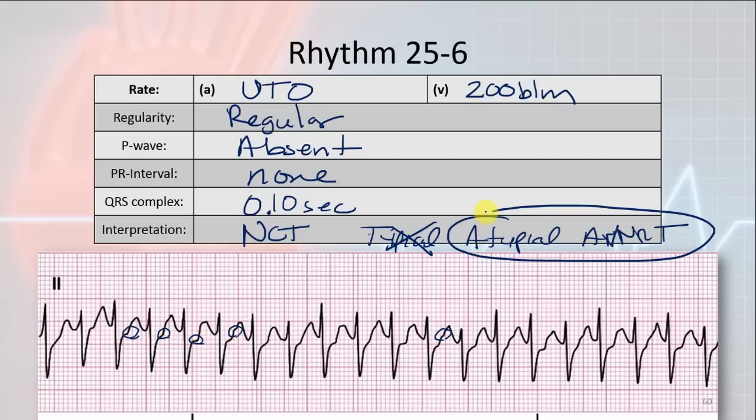Is this going to change your treatment plan? And the answer is absolutely not. You would still perform vagal maneuvers. You would still perform adenosine if necessary. If the patient was unstable, you would still perform synchronized cardioversion.